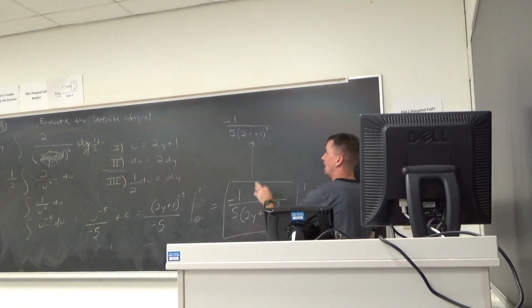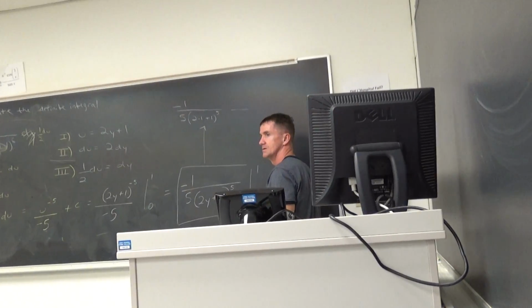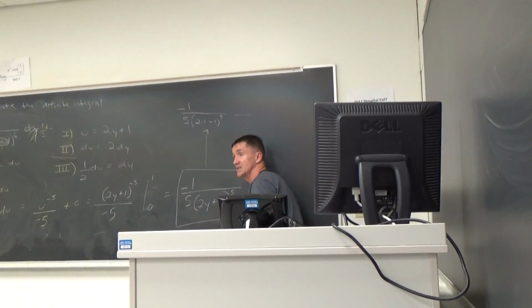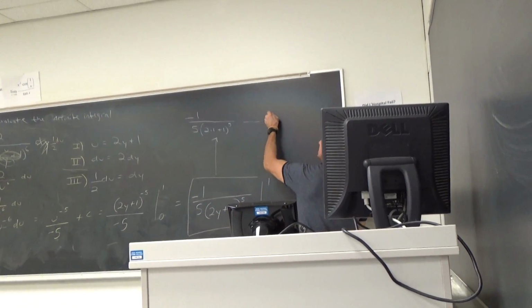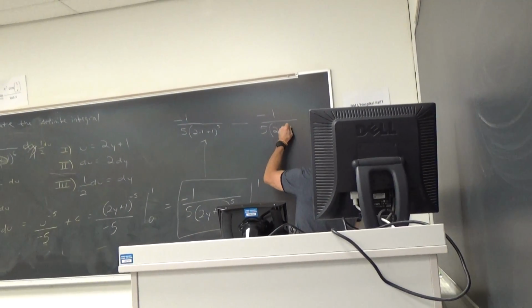All right, great. I'll get back to this. Now we do a subtraction, and then I put in what number? 0. Right? Just always a subtraction. Then I put in a 0. Subtraction, -1/5 times 2 times 0 + 1 to the 5th.